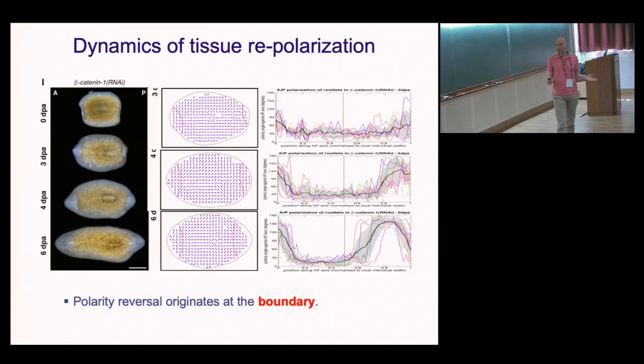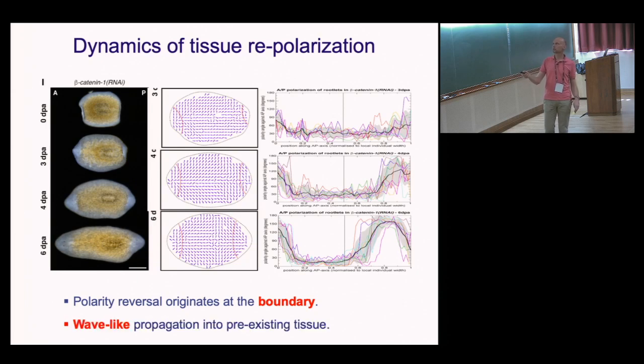So even though this is a rather crude experiment, and we would of course love to have this in much more dynamic detail, what this experiment shows is that the polarity reversal actually initiates at the boundary, so at the tip of the future head, and then from there it propagates in some sort of a wave-like manner into the tissue.